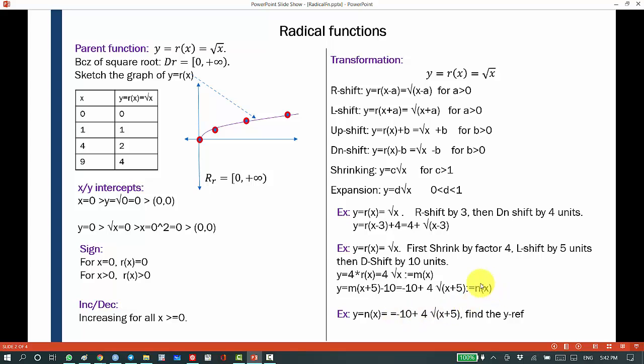Now we consider n of x, which is this transformed function, and find its y reflection. The y reflection is achieved by replacing x with minus x. As a result, the y reflection is minus 10 plus 4 square root of minus x plus 5, which we denote by p of x.